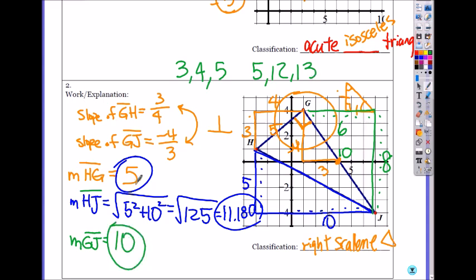So were any of these 3 the same? No. So as we said, it is a right scalene triangle. But you have to show work for the length.